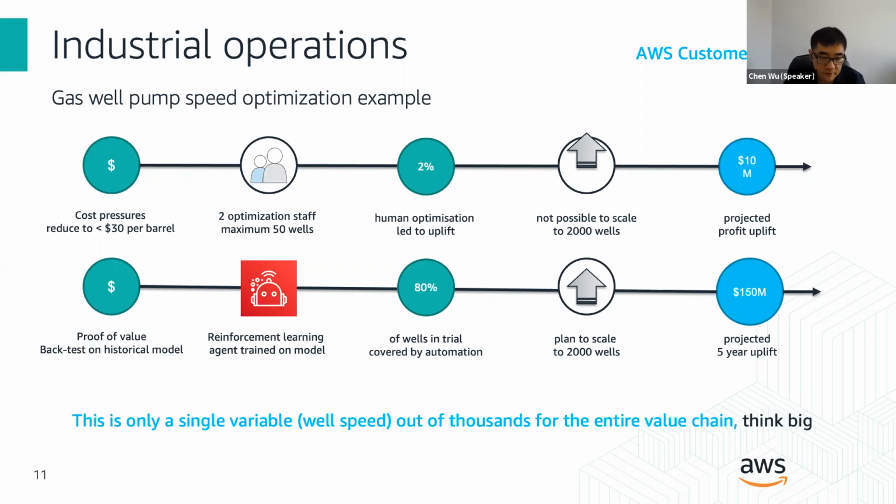Just bear in mind, this is only one single variable, well speed, that we just use as an example to fine tune with RL. But there are in the meantime thousands of different variables, so yeah, if you think big, there's a lot of opportunities there for RL to make a difference.